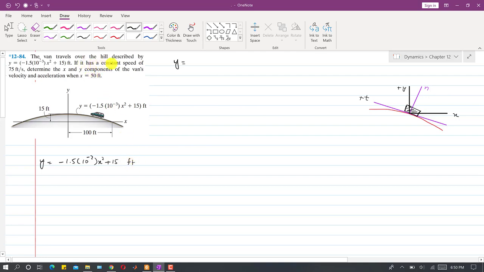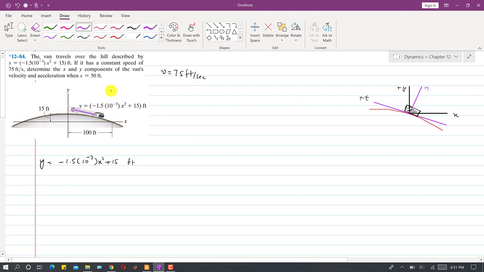So it is said that it has a constant speed of 75 feet per second. So we are given the velocity magnitude, which is 75 feet per second, and since this is the magnitude of the velocity, this velocity will be tangent to this path. So if we want to draw the velocity vector, that velocity will be tangent to this path, and the velocity direction will be, let's say, like this. This velocity vector will be tangent to this y of x function.